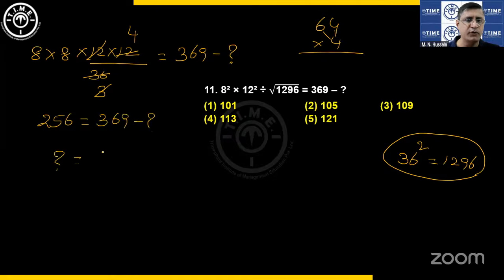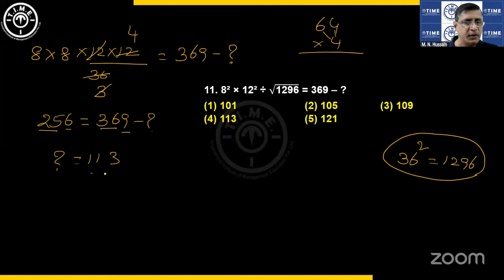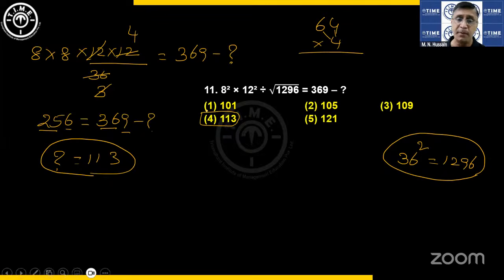Now find out the value of question mark. 9 minus 6, that is 3. 36 minus 25. 113. So what is the answer choice? 113 is the answer. The right choice is option 4.